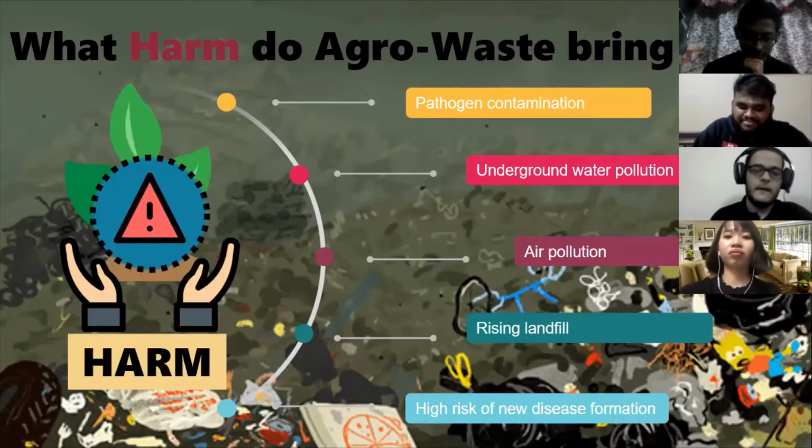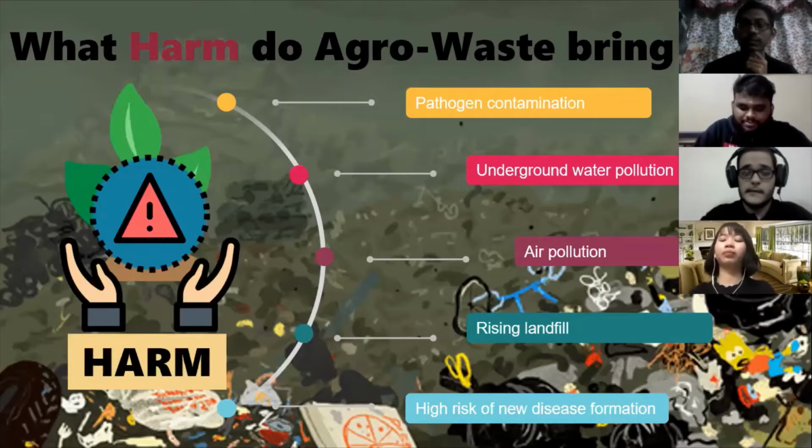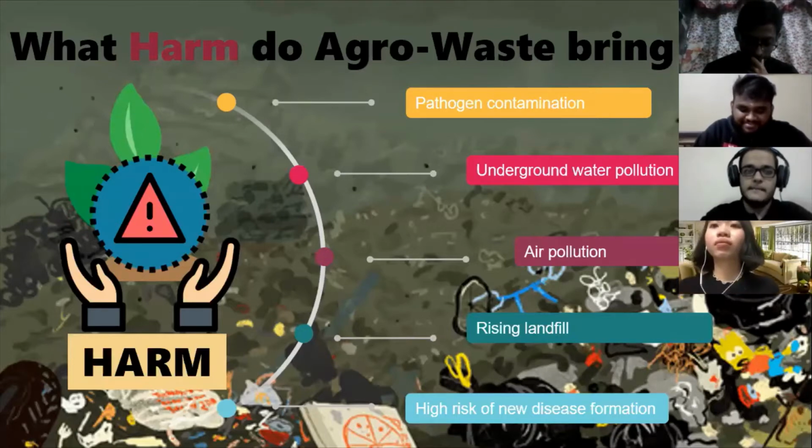The second type of harm caused by agro-waste is underground water pollution. Rotten crops and animal manure could cause this type of pollution. This is a bit of a problem, especially in some countries where they depend on underground water sources. Some of them have been polluted due to the disposal of such agro-waste.